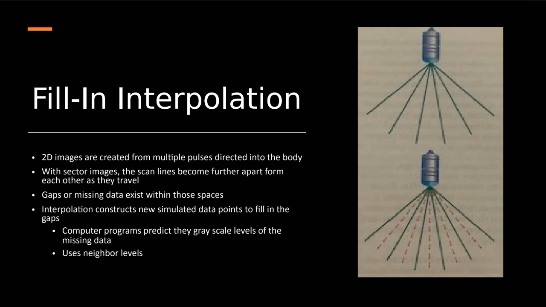Next, we have fill-in interpolation. So we can only use this with 2D images. We can't use this with 3D pictures, but 2D images are going to be created from multiple pulses directed into the body, right? We already know that from our transducer.